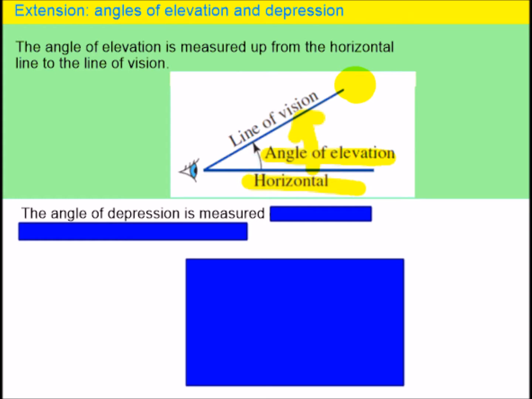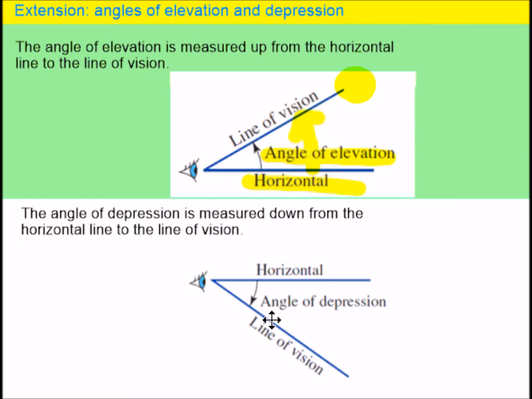Now the angle of depression, once again, is measured from a horizontal line, but then down to whatever the object is you're looking at. So here we are looking from the horizontal, we are then looking at some object down here, and therefore this angle here is the angle of depression. So both are measured from the horizontal, one upwards and one down.